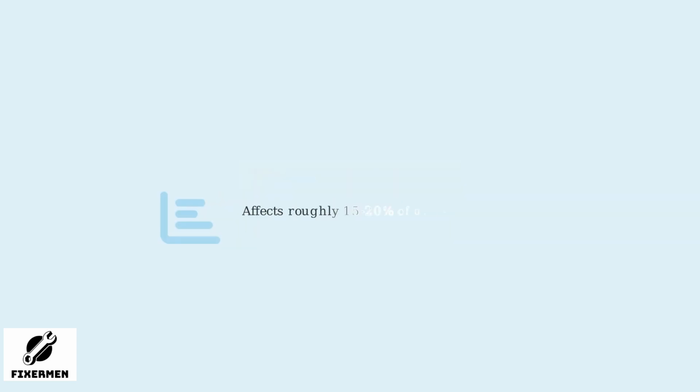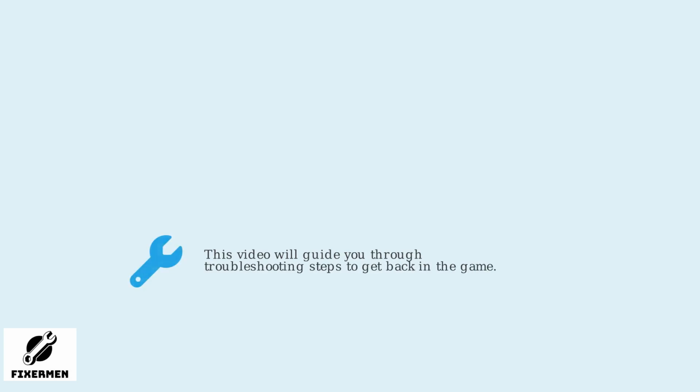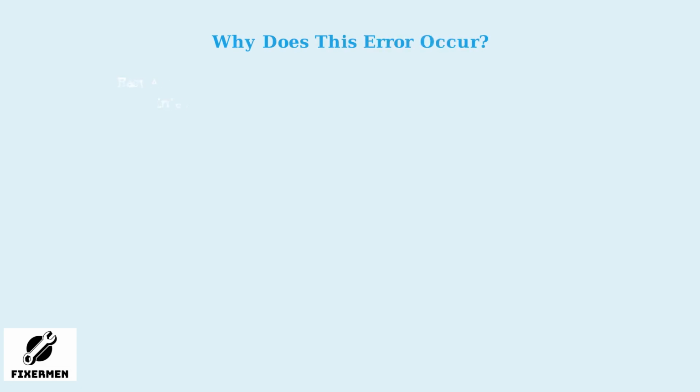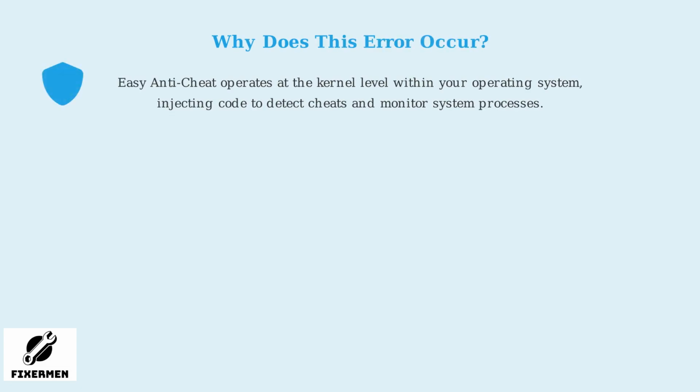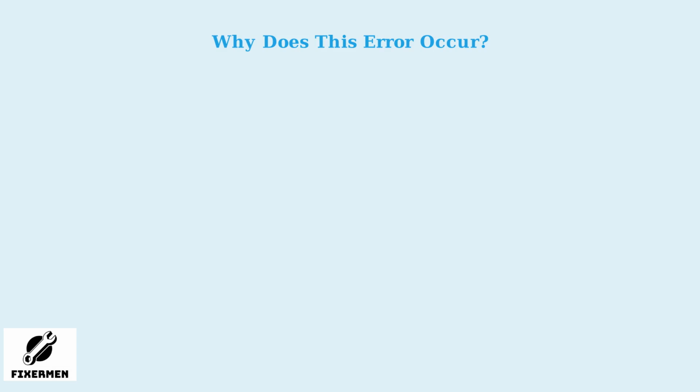This is a common problem affecting roughly 15 to 20% of players as of February 2026. This video will guide you through troubleshooting steps to get back in the game. Easy Anti-Cheat operates at the kernel level within your operating system, injecting code to detect cheats and monitor system processes.